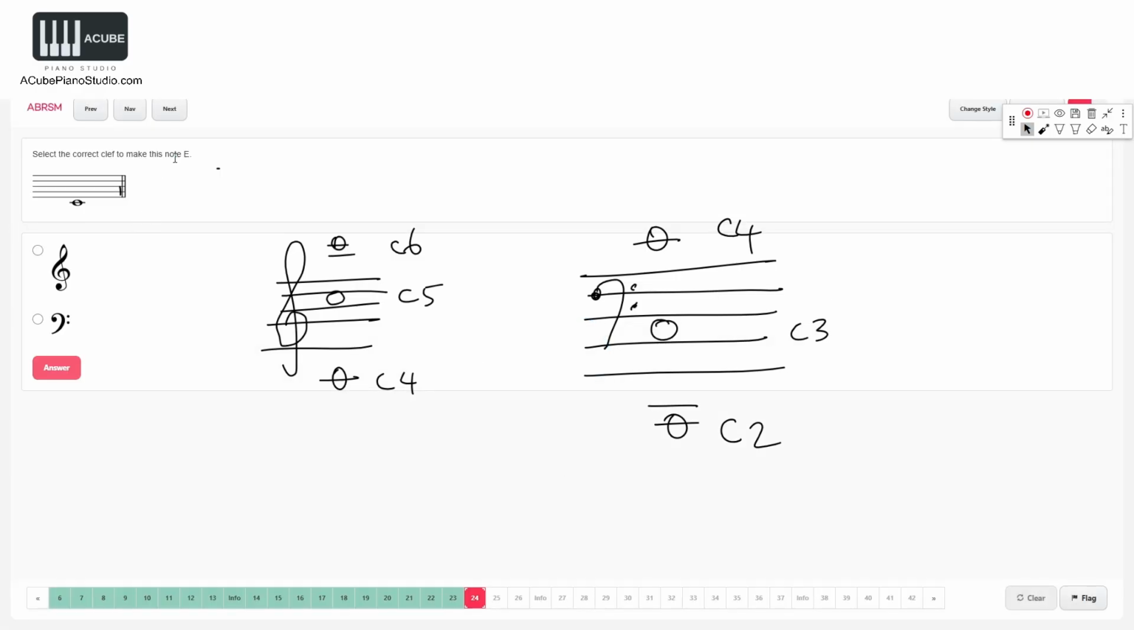Next, I want to make this note E. Look at this: if this is a treble clef, this will be middle C, so it will not be E. So the answer is bass clef. For bass clef, if we use these three as reference notes, if this is C, then this will be D and this will be E. So bass clef will give E note, okay?